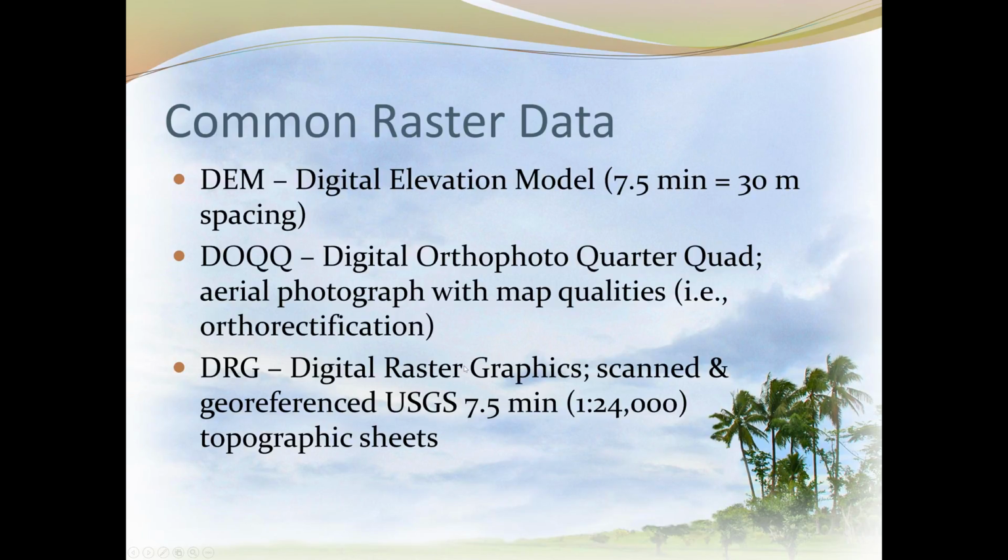Some of the common raster data: the first one is the digital elevation model, 7.5 minutes, which is 30 meters spacing. DOQQ, digital ortho photograph quad, is an aerial photograph with map qualities and ortho rectification. The digital raster graphics are scanned and georeferenced USGS 7.5 minute, that is 1 to 24,000 topographic sheets.